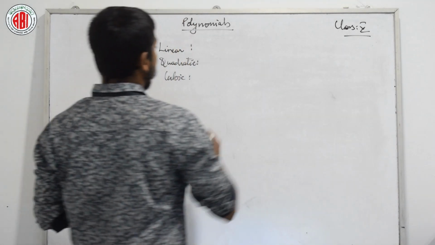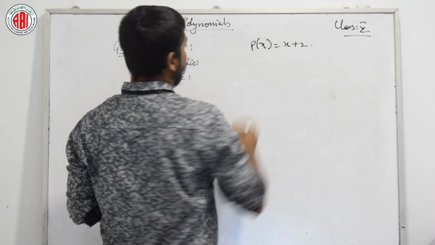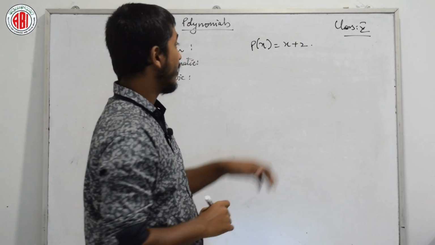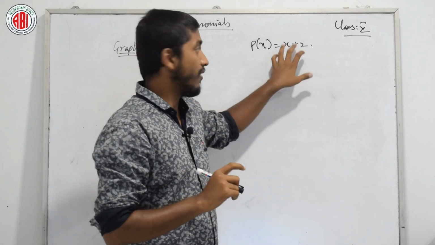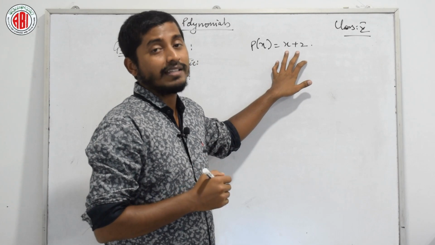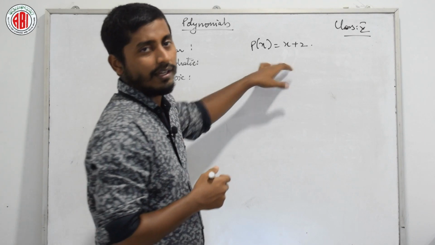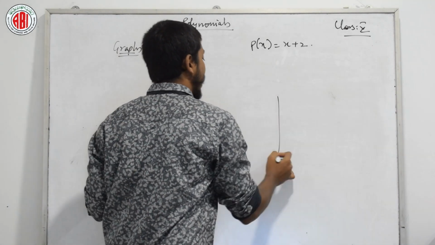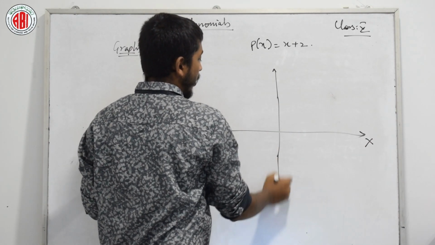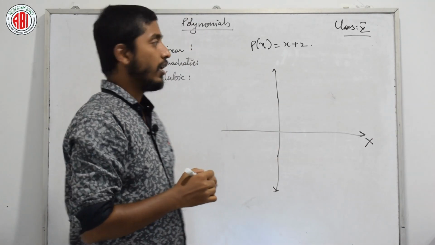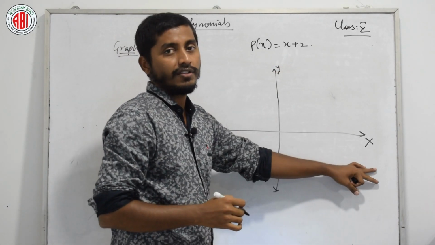See here, let us assume a linear polynomial. It is x plus 2. Is it okay? What is the degree of this? The degree of this is 1. The degree of the given polynomial is 1, that's why it is called a linear polynomial. Okay, now let us try to draw the graph. What does a graph include? A graph includes x coordinates and y coordinates. We have to find the value of the y coordinate for different values of x.